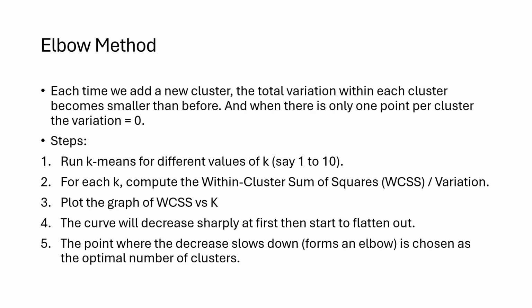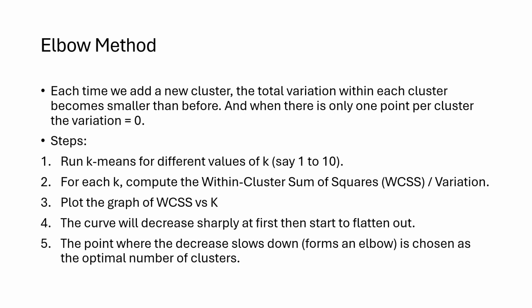The key insight here is that adding a new cluster each time will always reduce the variation until we have 1 point per cluster, that is zero variation per cluster. This leads us to the elbow method, which says run k-means for a range of values of k, say from 1 to 10. Then for each value of k, calculate the variation within each cluster.